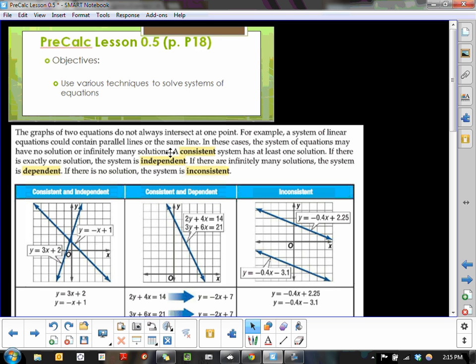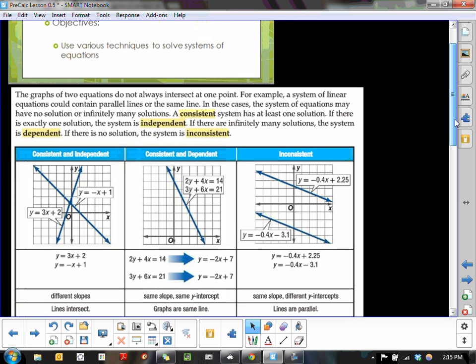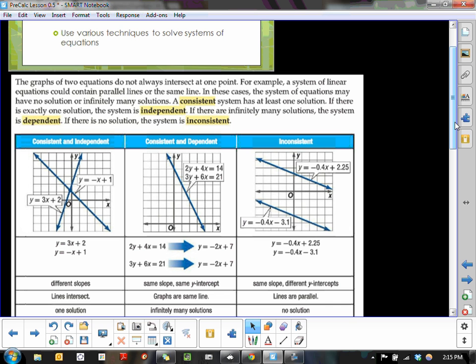A consistent system has at least one solution. If there is exactly one solution, it is said to be an independent system. If there are infinitely many solutions, then the system is dependent. And if there is no solution, then the system is inconsistent. So they're classifying it in 3 different ways. What we thought was just one simple idea has now turned into 3 different possibilities.